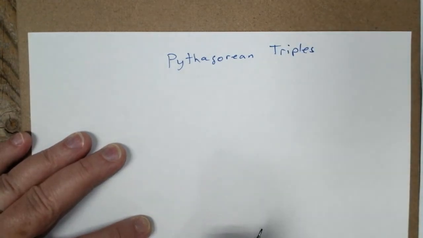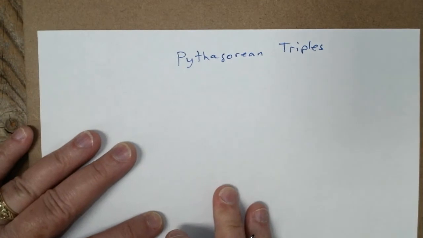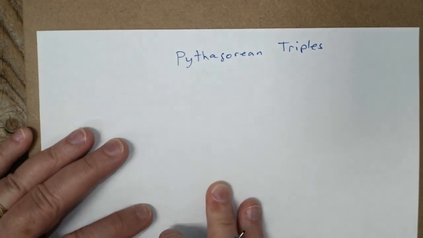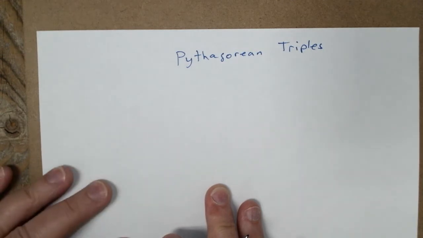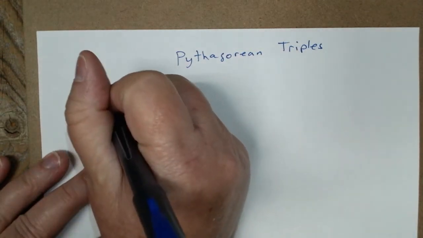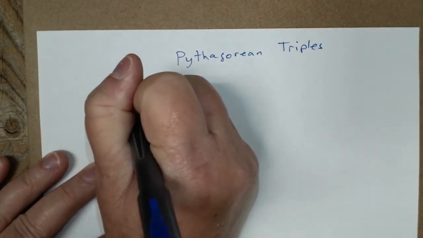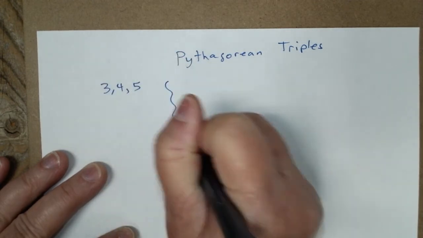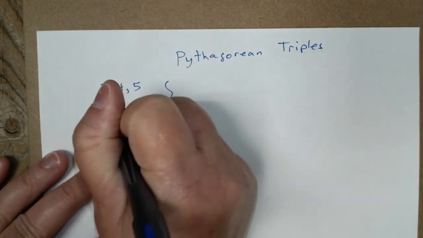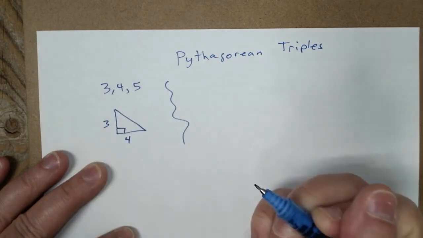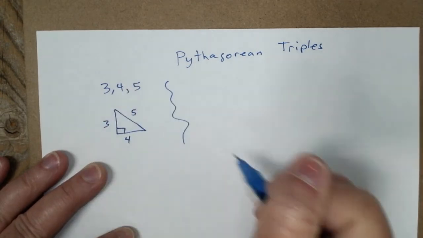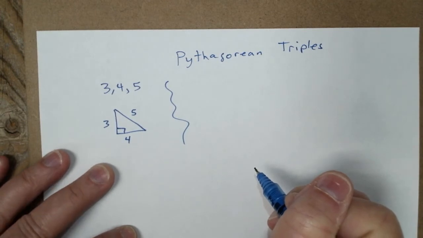Pythagorean triples is based off of something from when we didn't have calculators and people didn't feel like dealing with big numbers. There are three of them that you should familiarize yourself with. It's the 3, 4, 5. When I draw a right triangle, I know that my legs are 3 and 4 and my hypotenuse is 5, because 5 is the largest number in the list.